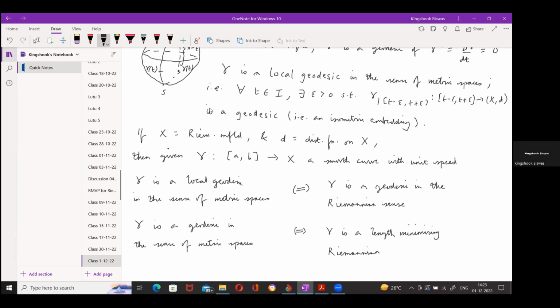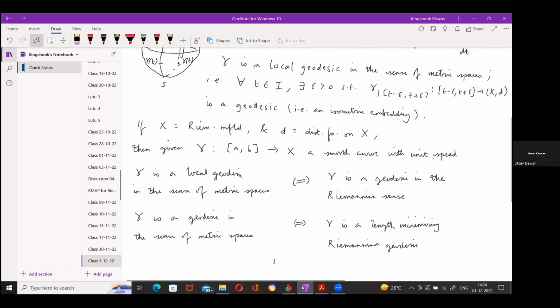So is it clear? Geodesics in the sense of metric spaces correspond to the length minimizing Riemannian geodesics. Whereas general geodesics in the Riemannian sense are only locally length minimizing. Those are not necessarily globally length minimizing, right? So those will only be local geodesics in the sense of metric spaces. Is the difference clear?